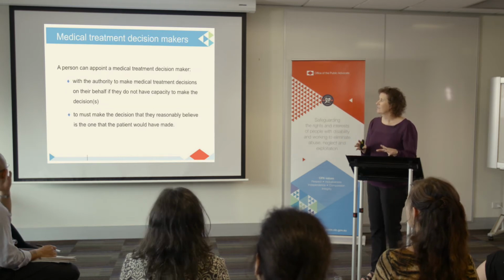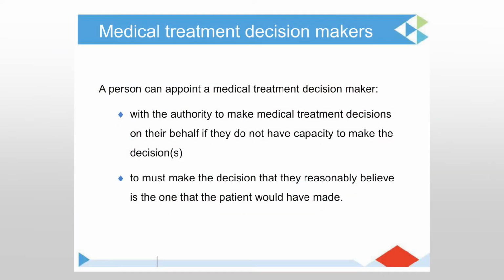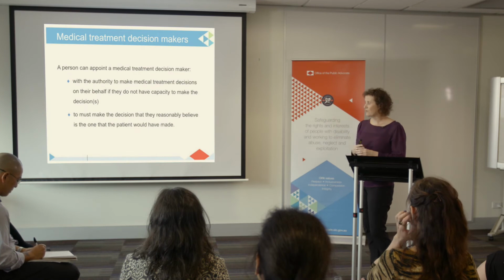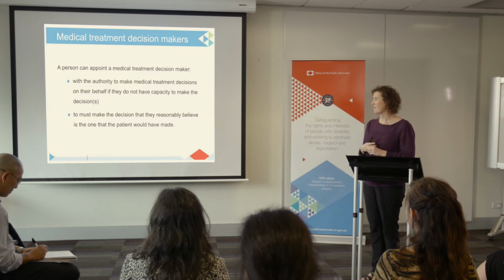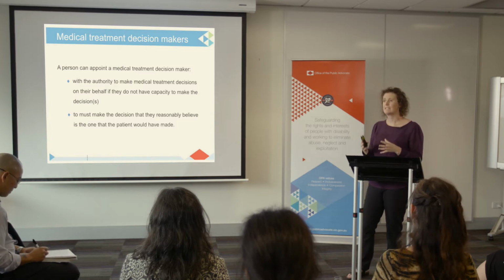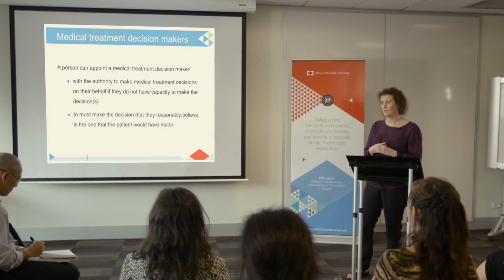So if that's advanced care directives, what is then a medical treatment decision maker? A person, when they have decision-making capacity, can appoint a medical treatment decision maker who will then have the authority to make medical treatment decisions on that patient's behalf when they lose decision-making capacity. And as I've referred to before, and as the Act says quite strongly along the way, the patient's medical treatment decision maker must make the decision that they reasonably believe that patient would have made if they'd had that decision-making capacity to do so. So that's the move away from the best interest principle.